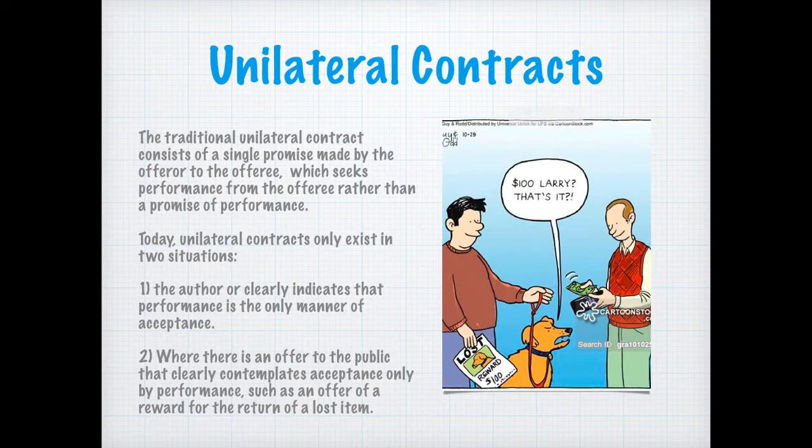The other way you can do a unilateral contract is you may know who the other party is. But if I make an offer to you and I clearly indicate that performance is the only way that you will be showing acceptance of this offer, then that also can be considered a unilateral contract. And those are the only 2 ways in which those exist in today's society.